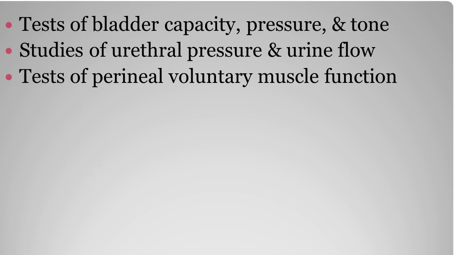Readings are recorded by a graph, and then the patient is asked to void, and then they'll check any residual amount of urine that may be present even after the patient voided. And then after that, the catheter will be removed, so the patient can try to void on their own. They're also looking at urethral pressure and urine flow, and the test of perineal voluntary muscle function.